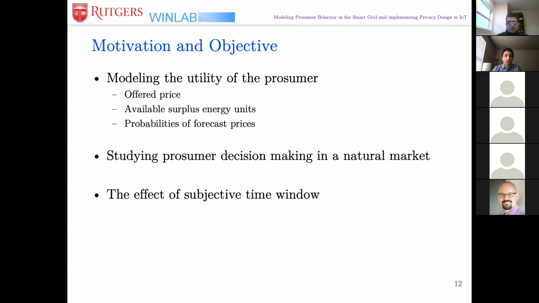From a methodological perspective, this study measures the behavior of prosumers in a realistic smart grid scenario, and from a modeling perspective, it considers the effect of the subjective time frame within which a prosumer operates when making decisions about whether to sell any surplus energy in an ongoing market.